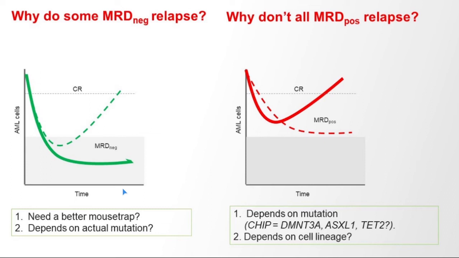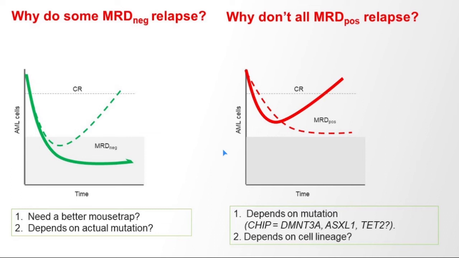Well, this might just be getting a better mousetrap, right? It might just be that you get more sensitive assays. You're going to pick up all the ones who are going to go north here versus those who are going to stay in remission. So if you had a better assay, you might be able to distinguish. It's just maybe disease burden. But it also may depend on the actual mutation involved, right?